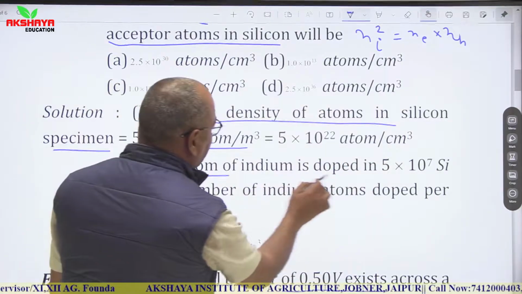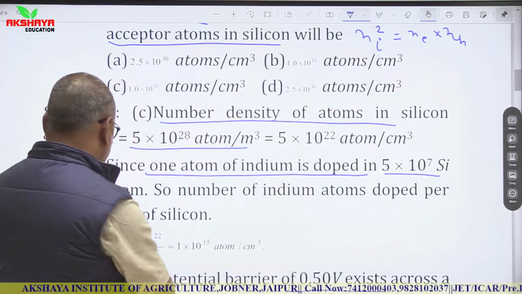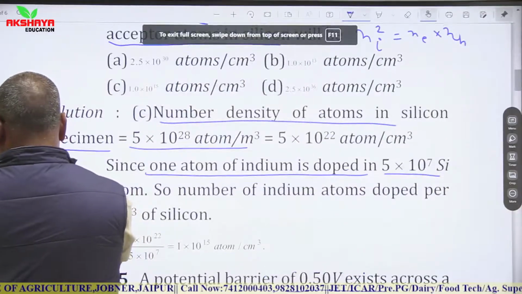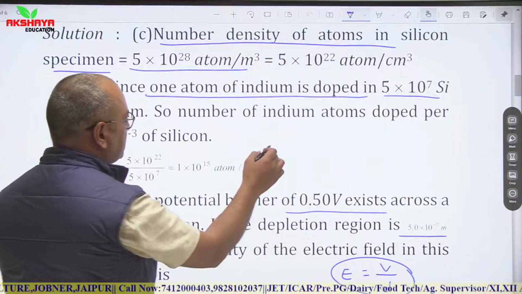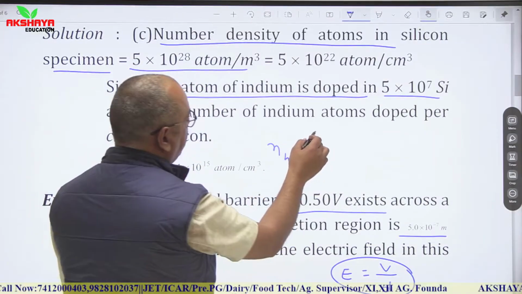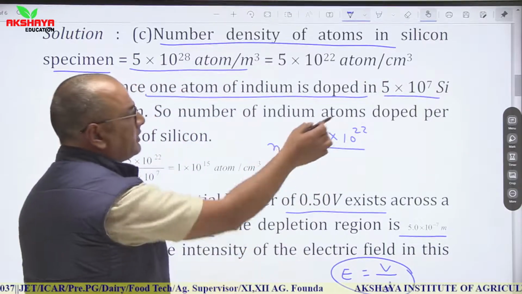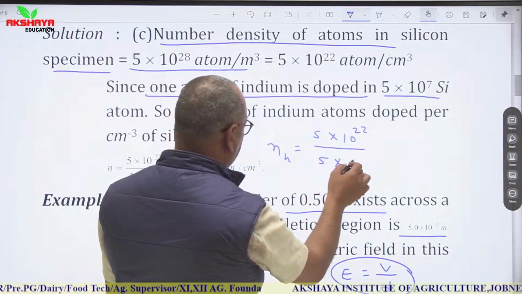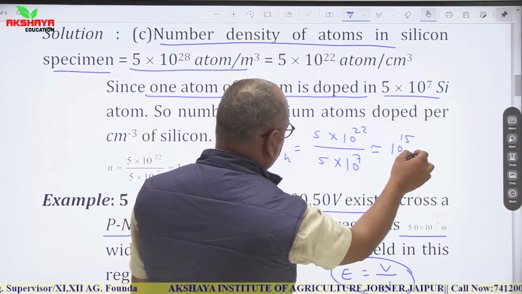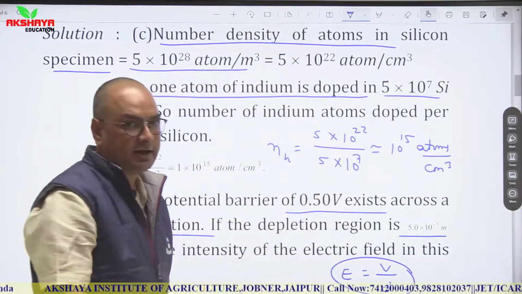We are given that one atom of indium is doped in 5 into 10 to the power 7 silicon atoms. It means the number of acceptor impurities Nh is equal to 5 into 10 to the power 22 atoms per centimeter cube divided by the number of silicon atoms, which are 5 into 10 to the power 7. So it is almost equal to 10 to the power 15 atoms per centimeter cube. It can be calculated this way.